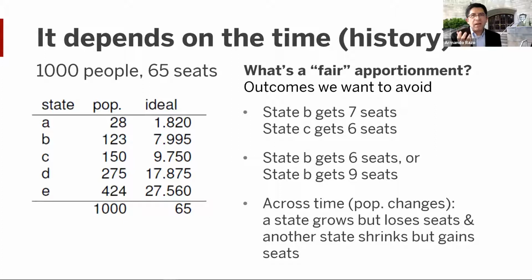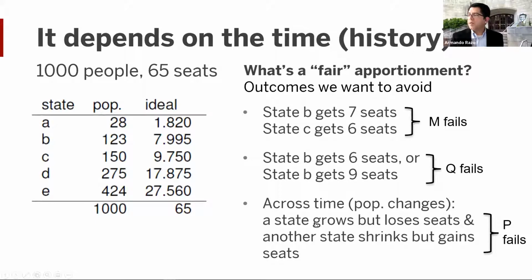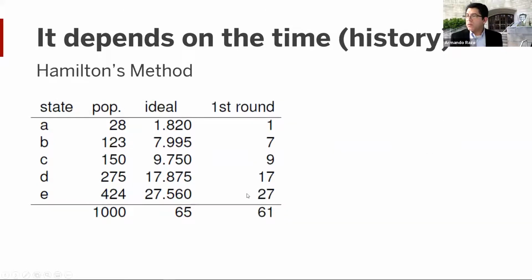Now, that seems kind of counterintuitive if you think about it. A state that has more people gets fewer seats. Another state has fewer people, they get more seats. We call that a population paradox. So I'm going to give short names to these conditions, M, Q, and P, and show you how Hamilton's method works, and then I'm going to turn it over to Professor Mas.